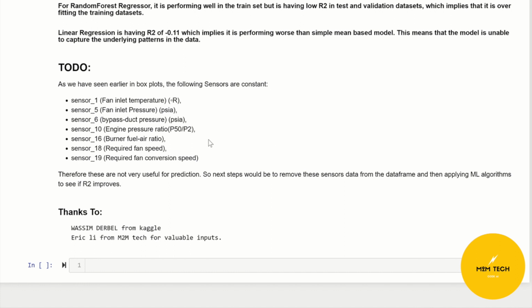Thank you. That's my project, and thanks to Wasim Darbal from Kaggle, where I got most of the ideas from, and also Eric Lee from M2M Tech for very valuable inputs. Thank you.